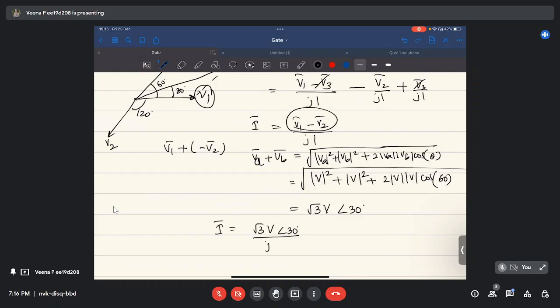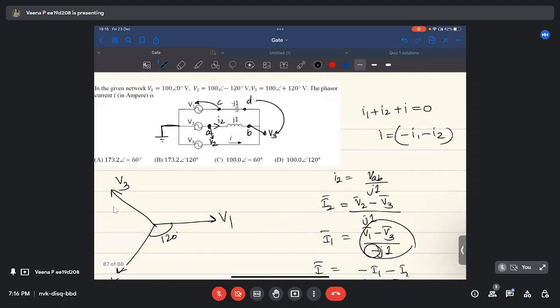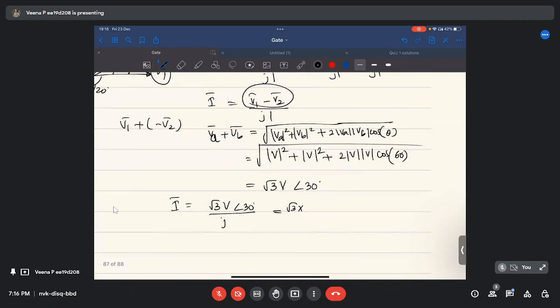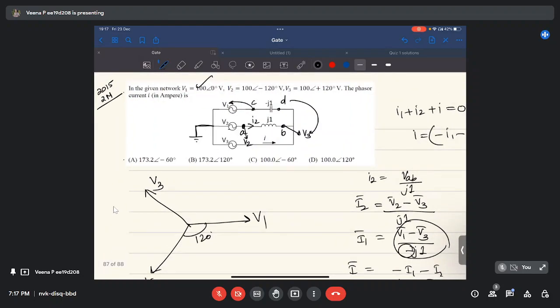Only V1 minus V2 we solved. So root 3 V, where V is the magnitude of V1, V2, V3, which is 100. So this is root 3 times 100, angle 30. Minus j is 90 degree. So when you take it from the denominator to the numerator, you have to subtract the angle. So root 3 is 1.732 times 100 angle minus 60, which is 173.2 angle minus 60 degree ampere. So you get the answer as option A. Is it clear?